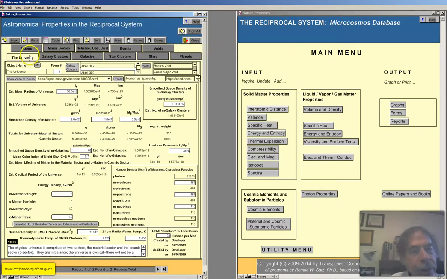Now you can see my tabs here. I have the universe, galaxy clusters and groups, galaxies, star clusters, stars, planets, moons, minor bodies, nebulae, gas and dust, events, and voids. So you don't have to go back to the main menu. You can just click here. This is, of course, a relational database, so you can go all the way from the universe all the way down to moons, in fact. It's very interesting. So you can see here, you can click on voids, you can go to voids there, or you can go to these galaxy clusters and groups here.